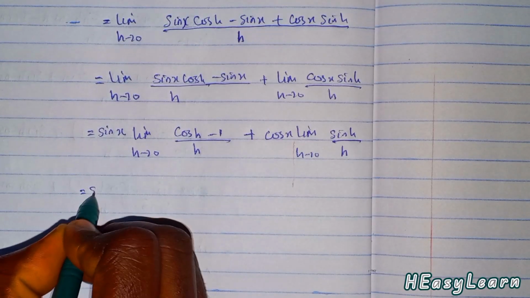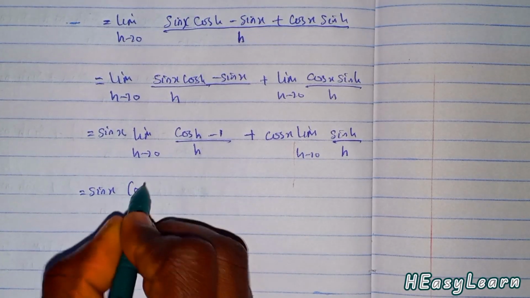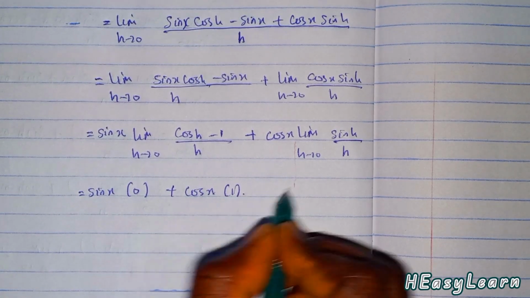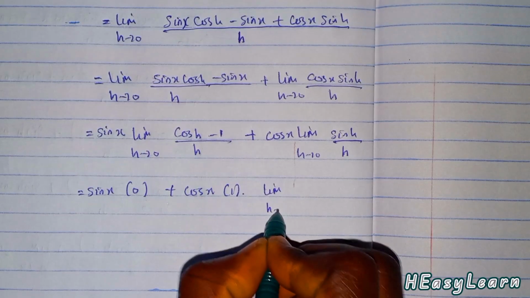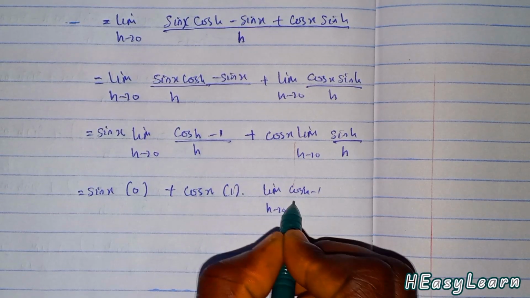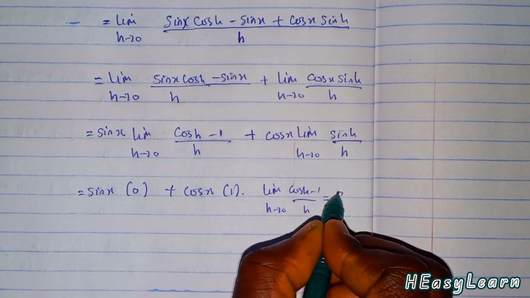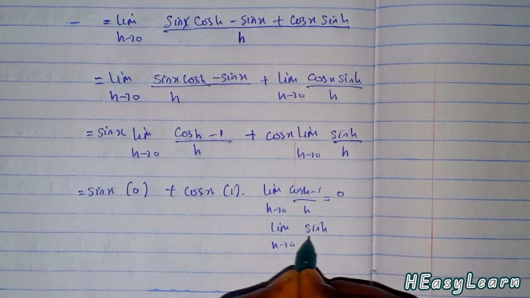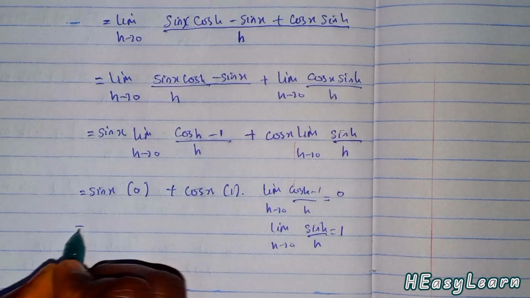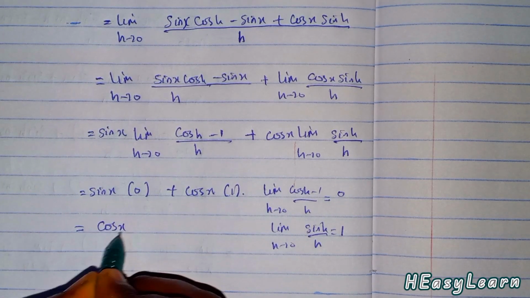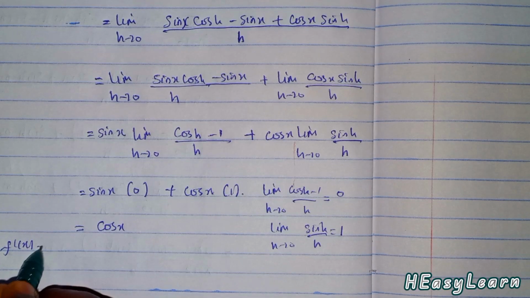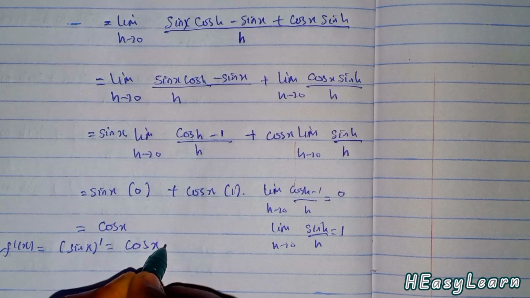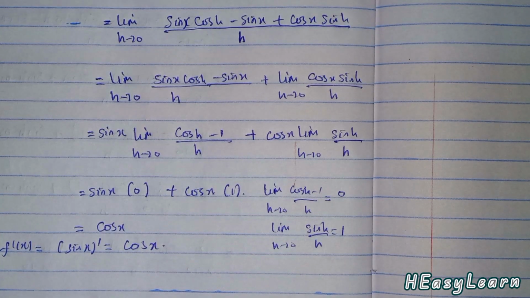This is the same thing as sine x multiplied by 0 plus cos x multiplied by 1. The limit h approach 0 of cos h minus 1 over h is equal to 0. The limit h approach 0 of sine h over h is equal to 1. So this is equal to cos x. So f prime of x, the derivative of sine x, is equal to cos x by definition.